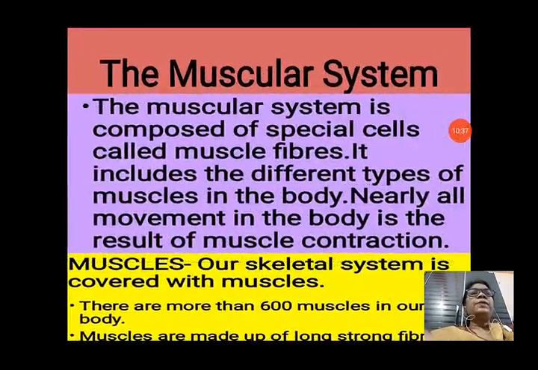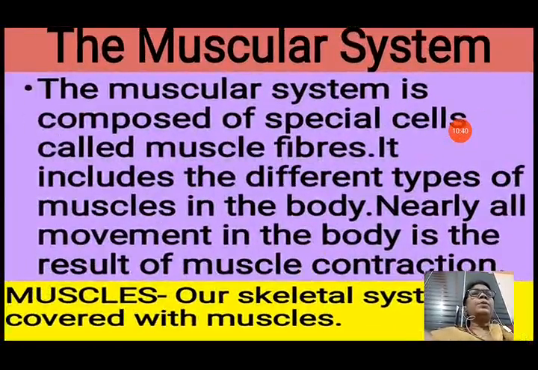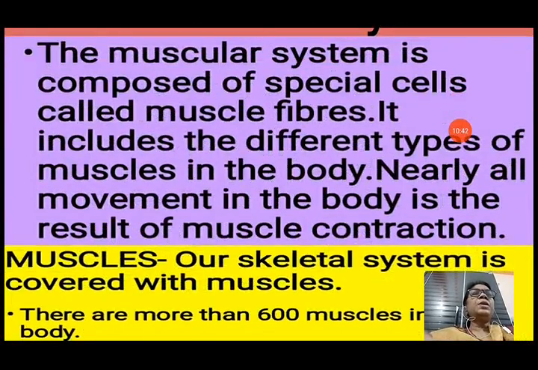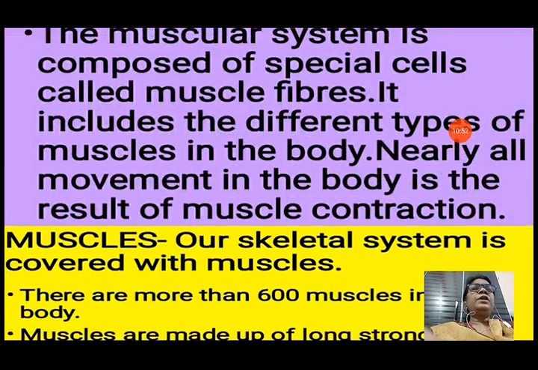Now next we will see the muscular system. The muscular system is composed of special cells called muscle fibers. Our muscle fibers form the muscular system, and it includes the different types of muscles in the body. All the muscles in the body are not the same. There are different types of muscles in our body. Nearly all movement in the body is the result of muscle contraction. By the contraction and relaxation of muscles only, we have movement in our body.